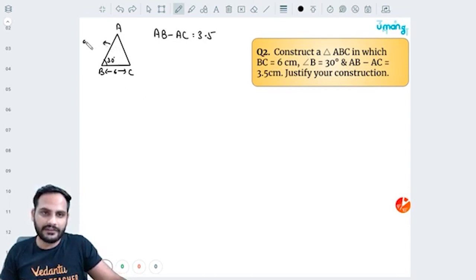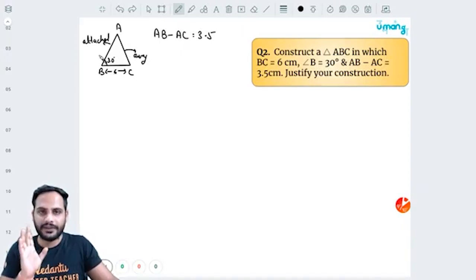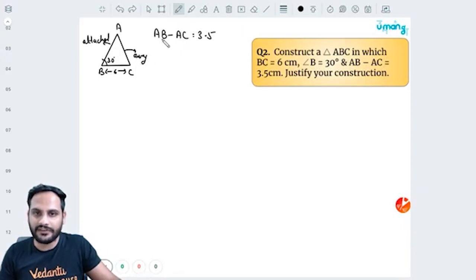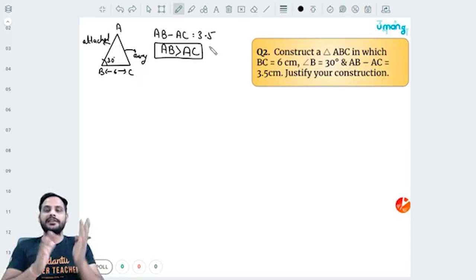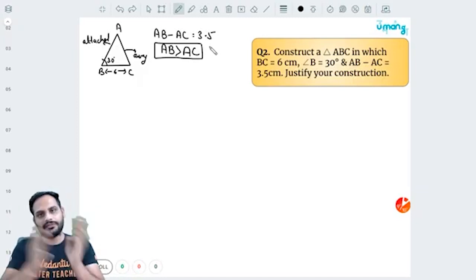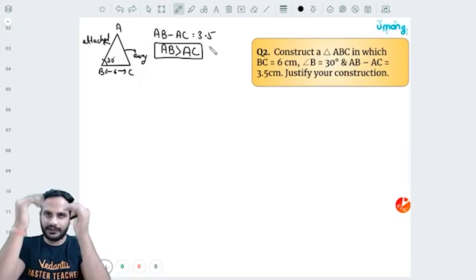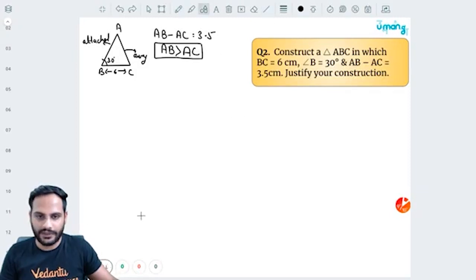AB is the side which is attached to the base angle, angle B, and AC is the side which is away from the given angle, angle B. Since it is saying AB minus AC, I can clearly say AB is greater than AC. That means the side attached to the given angle is greater than the side away from the given angle. Same method as we did when the sum of the sides is given. So first step, draw BC equal to 6 centimeter.